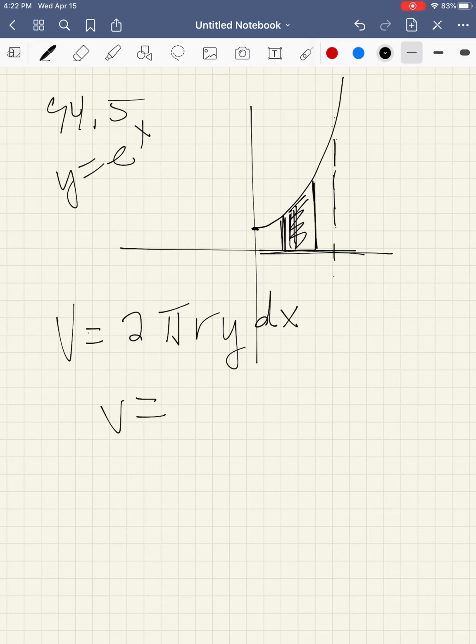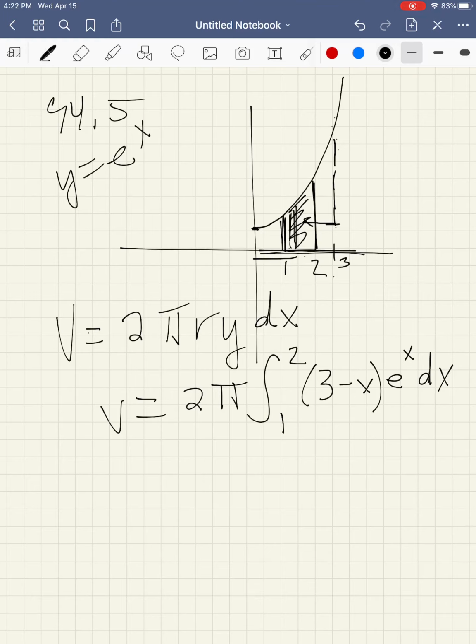So the volume is going to be 2 pi is a constant, pull it out in front. We're going to integrate from just this area right here, 1 to 2. Now the radius, what's the radius? Remember, the radius is from here, this is the starting point, back to here. So if our x is here, then our radius will be, excuse me, that's a 3 minus x. So the radius at any time will be 3 minus x. So 2 pi, the radius, and then y is e to the x, and then dx.